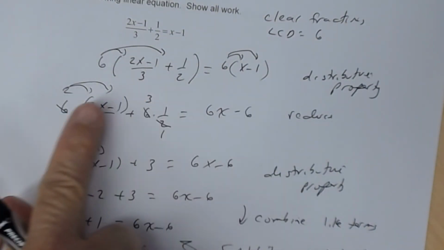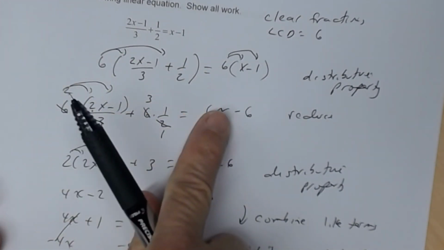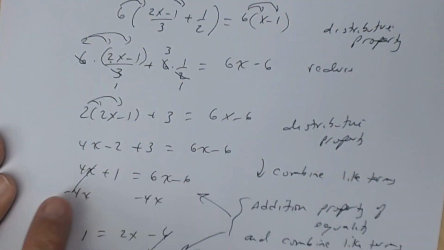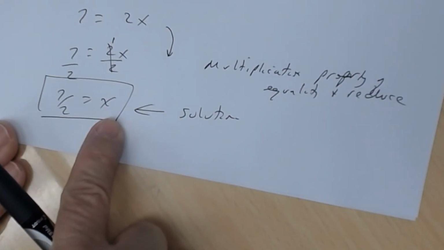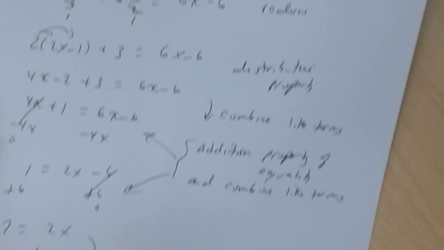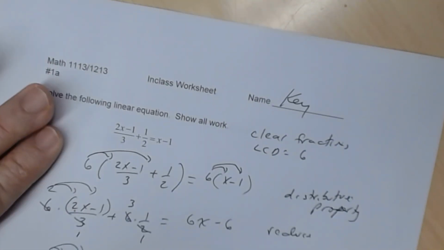All right, so we're using these properties to make this equation simpler, to make equivalent equations, so that at some point I can get x by itself. All right, so that takes care of the key to 1A.